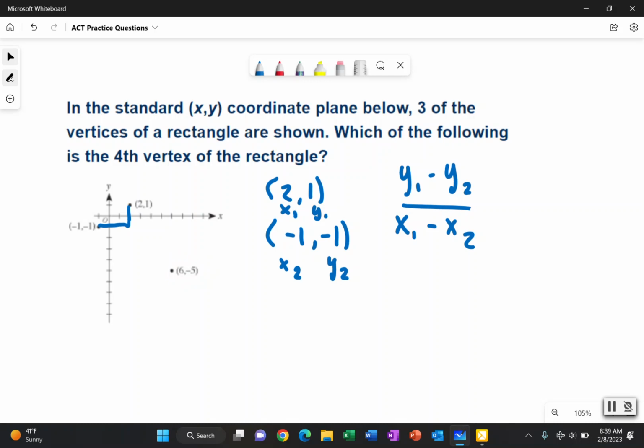So with that being said, if we're doing y1 minus y2, we want to have 1 minus -1 over 2 minus -1. We're going to make these positives because a negative next to a minus sign gives us a positive. So 1 plus 1 is 2, and 2 plus 1 is 3. Super straightforward.